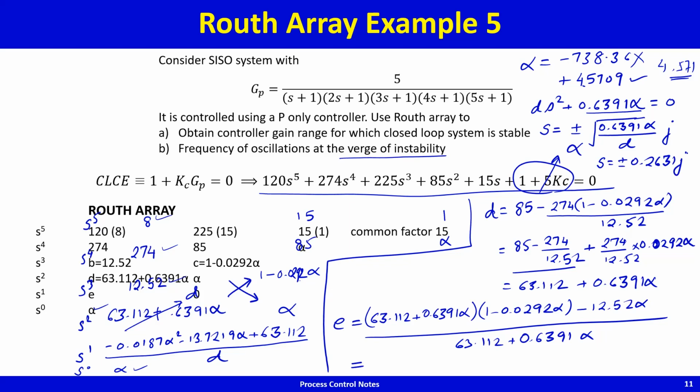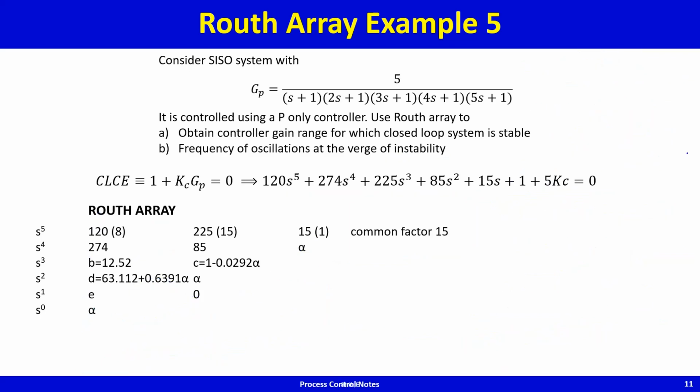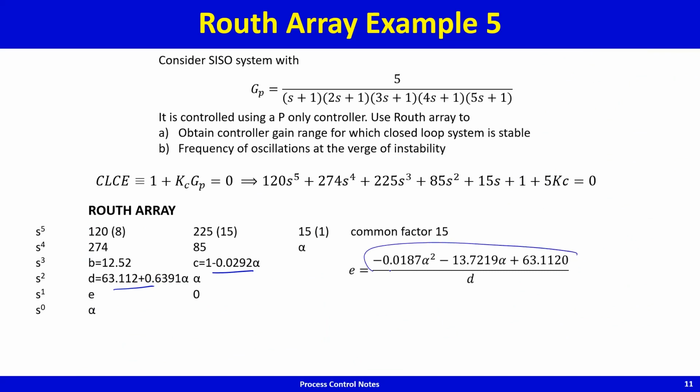So this is the Routh array, and by finding the roots of this quadratic, we get that alpha should be less than 4.5710, because if it goes above 4.5710, this goes negative, and this corresponds to a Kc of 0.714. So for Kc less than 0.714, you have a stable system.